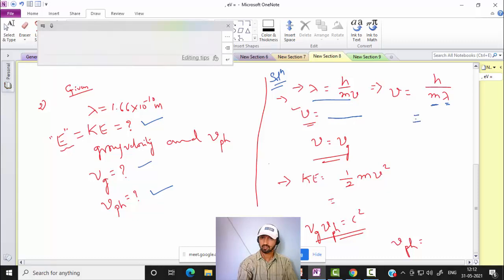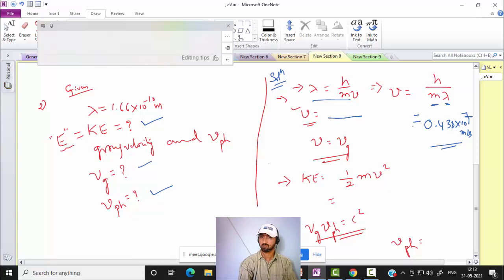How much is the answer? It is 0.438 × 10^7. Correct. It is in meter per second. If it were in 10^6, it would be 4.38 × 10^6. So it is 0.438 × 10^7 meter per second. This is what the velocity is.